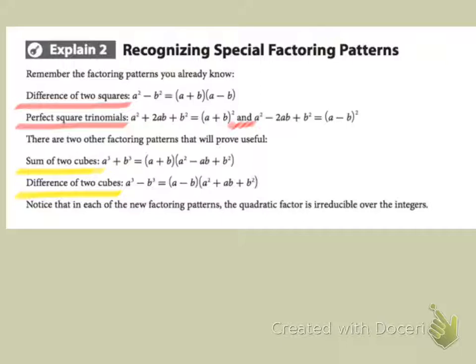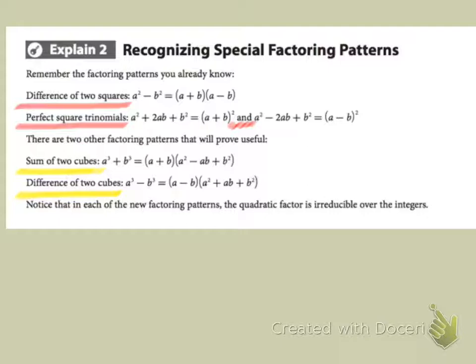Well, today we're going to focus on two new patterns. They are called the sum and difference of cubes. Now notice there's a sum of two cubes and there's a difference of two cubes. But when we looked at the pattern with squares, it was only a difference of two squares. Remember, there was no such thing as a sum of two squares because if that last term was positive, you'd have to have two binomials with the same signs, and therefore the middle term would not cancel out.